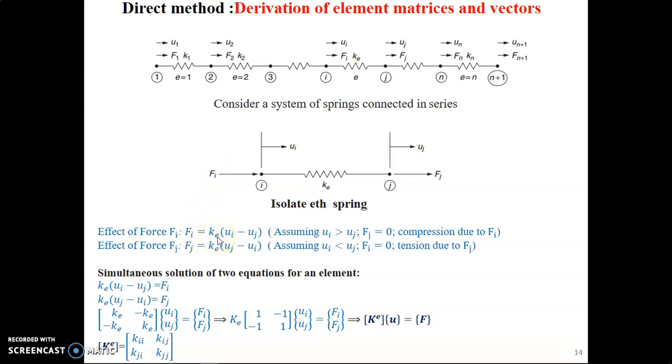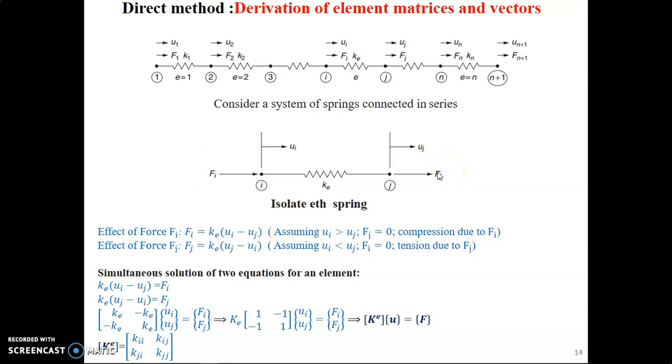Here Ke is the spring stiffness or the stiffness coefficient of the spring, and if we assume that Ui is greater than Uj, then there will be compression in the spring, and Fi will be equivalent to K into Ui minus Uj. Now let us take another case in which we will be disregarding Fi forces and we will be considering only the Fj force.